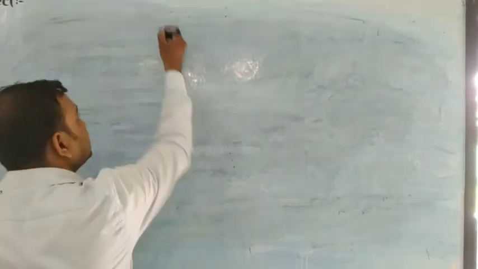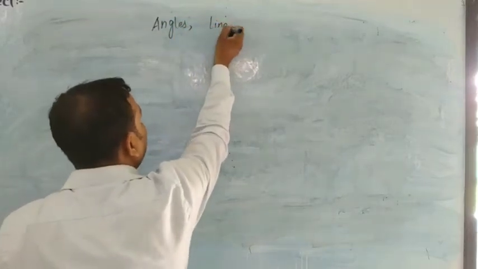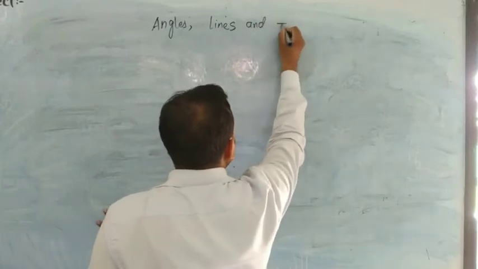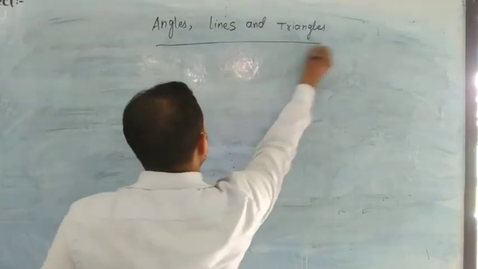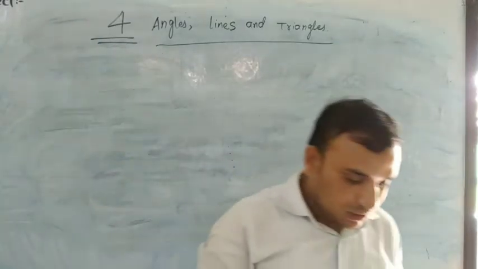Today we will discuss chapter 4, angles, lines and triangles. This is the fourth chapter of your syllabus.